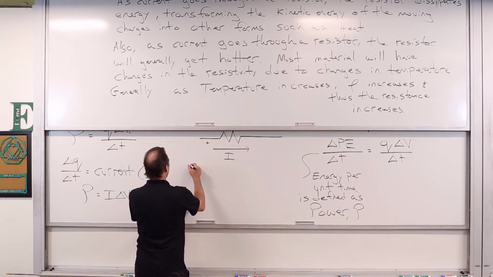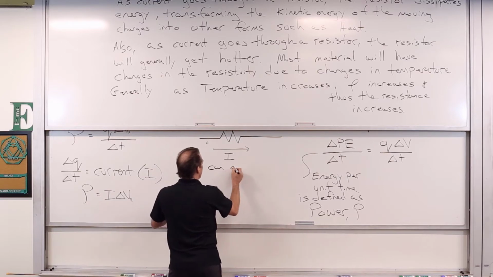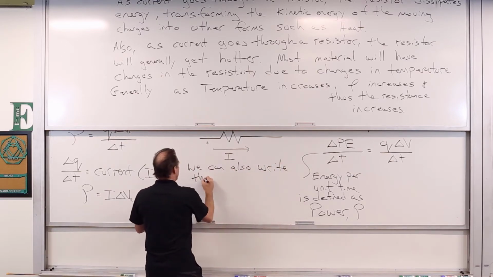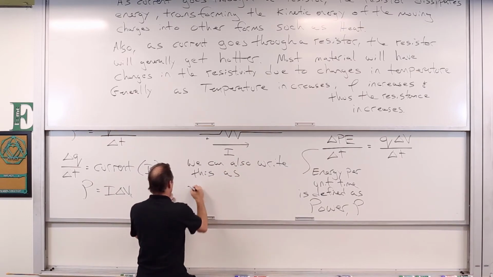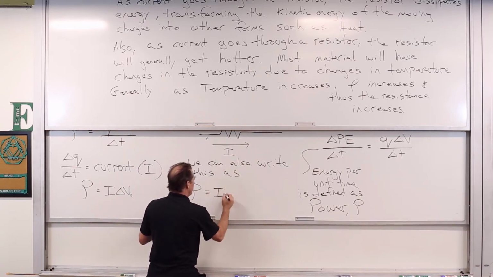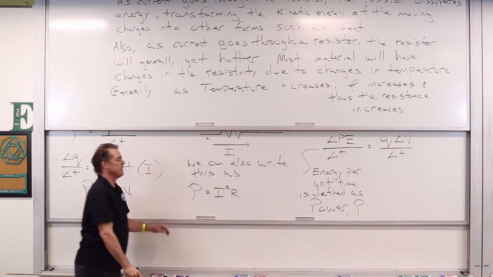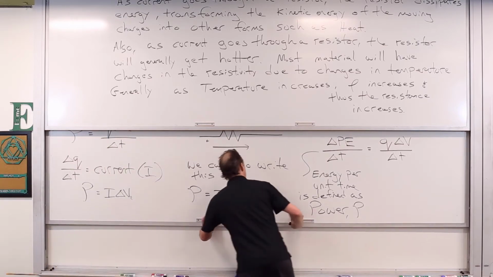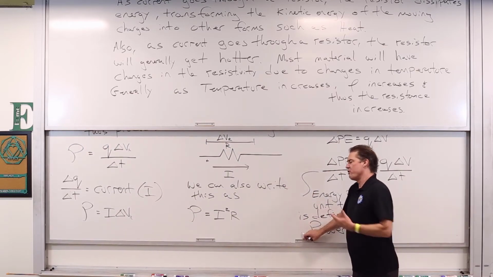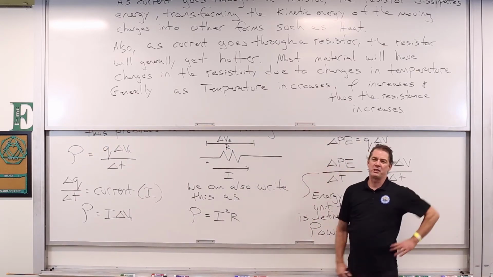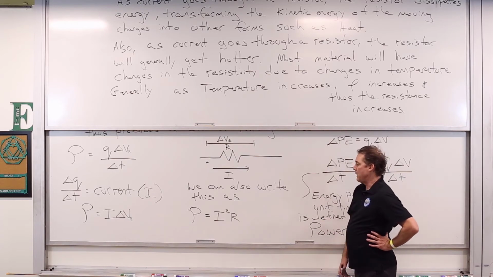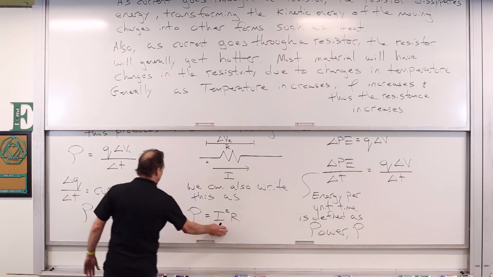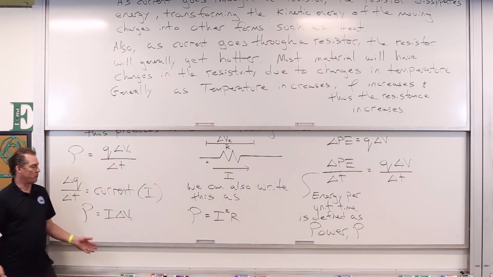There's another way to write this out. We can also write this as P is equal to I squared times R. A lot of times you'll see it in this form, just called I squared R loss, the energy per unit time lost to the resistance in the circuit. And that's pretty much that. But this is another form. How do we get this out of this? Via Ohm's law.